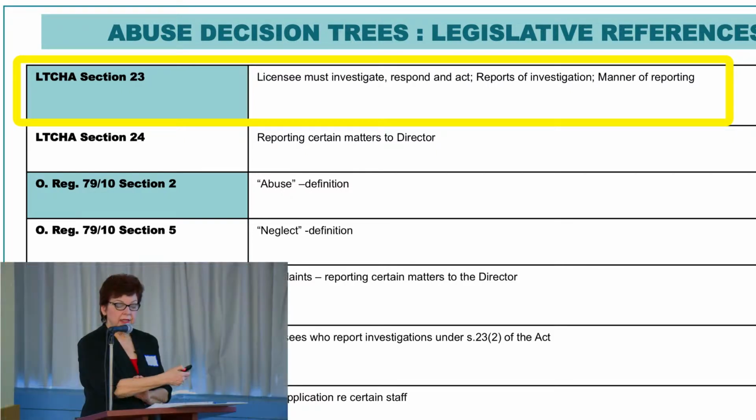It's not the purpose of the decision trees to help walk through or break down that Section 23, but it is certainly a very parallel and required and essential process and expectation. And so you will see mention of the Section 23 requirements on every one of the decision trees as a constant reminder that they also need to be doing this piece, the investigate, respond, and act piece, as well as the piece about what they report to the ministry and how soon.